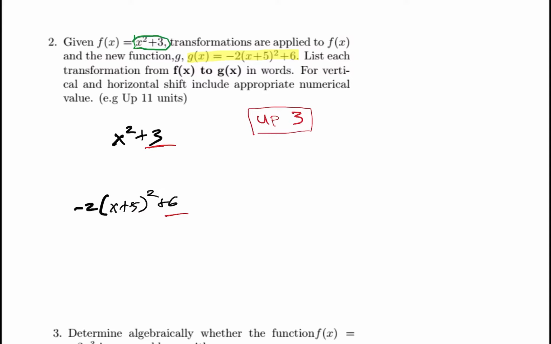Then let's look at the input value. Here we have just x squared, but we have (x plus 5) squared. Since it's plus, that means we actually have x minus negative 5. That means we went left by 5.